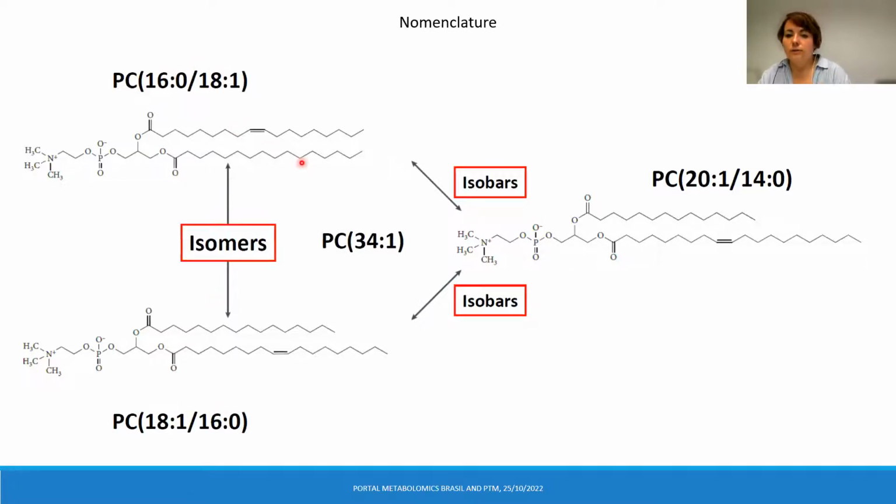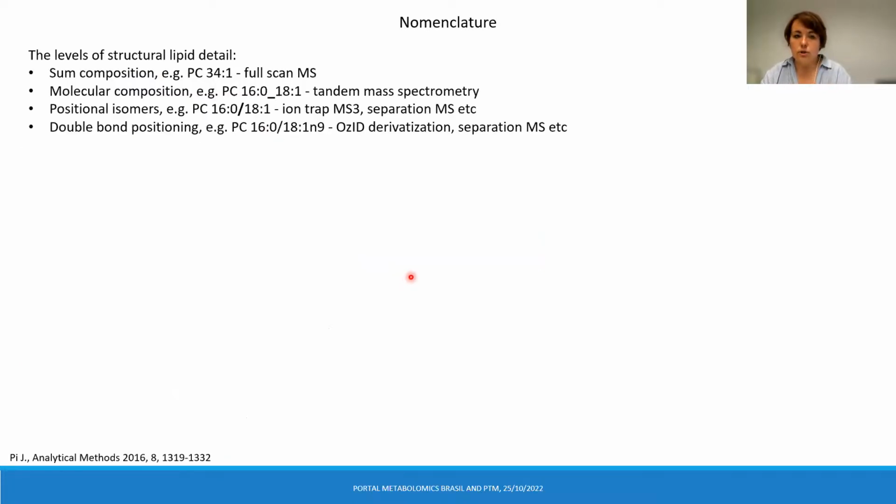But very often we are dealing with isobars, which means that an isobaric molecule to either this or this one is another one which contains the same summed number of carbons and double bonds, but those carbons and double bonds are distributed between these two chains in a different way. So this is quite important, to distinguish the difference between them.